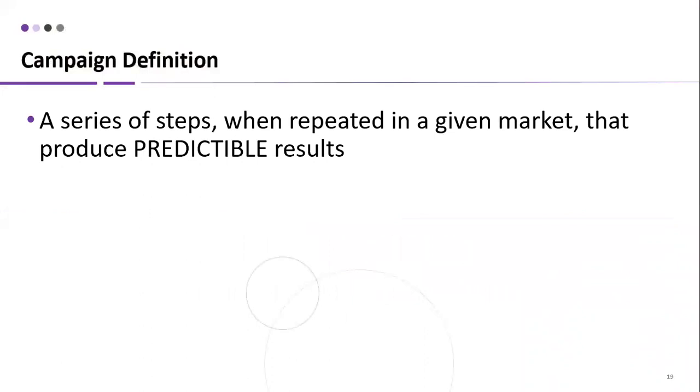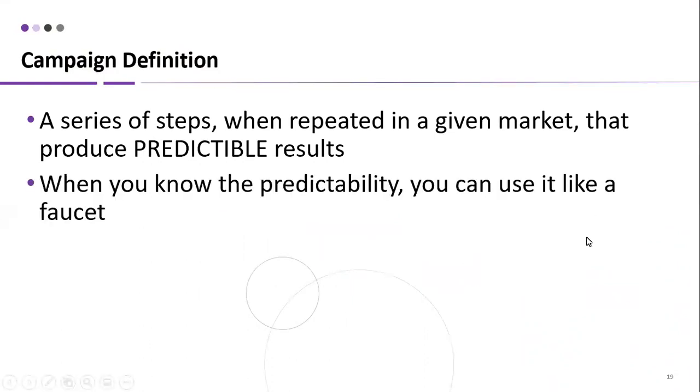My definition of a campaign is a series of steps that when repeated in a given market produce predictable results. See, if there's a level of predictability to what you're doing, then it basically becomes like a faucet for your business. You can turn it up and turn it down to whatever level you want. So even though the focus of this webinar is showing you how to get to 100 transactions in a year, the simple truth is your goals may not be 100 transactions. That's okay, there's nothing wrong with that. You can turn down the faucet where you don't need as many leads, and you don't need to spend as much money to generate those opportunities.